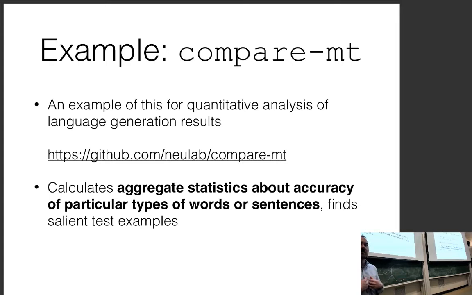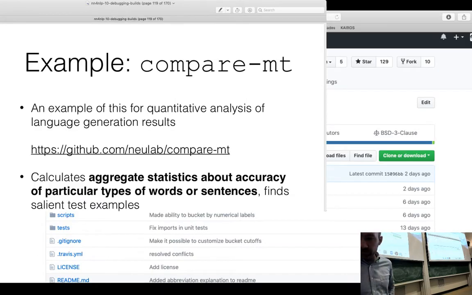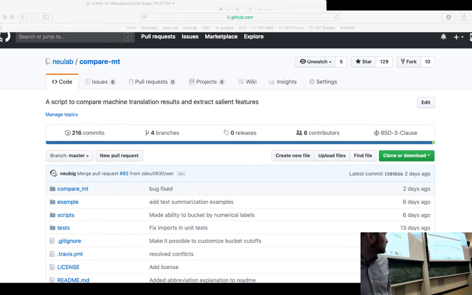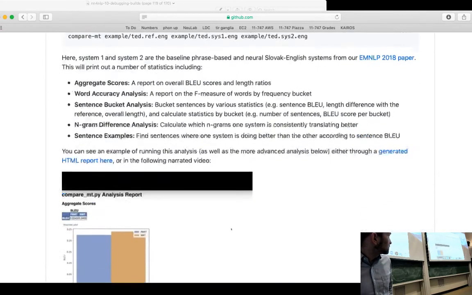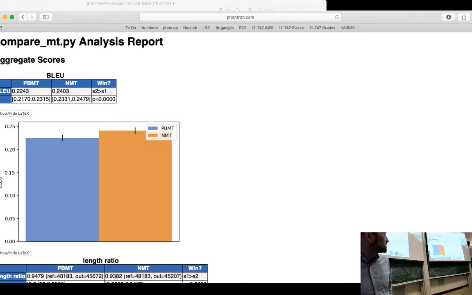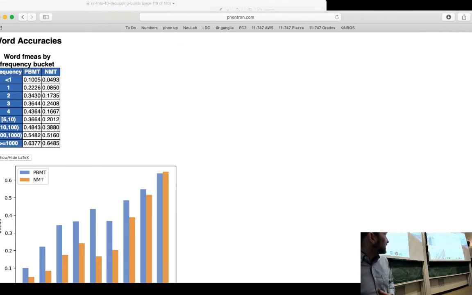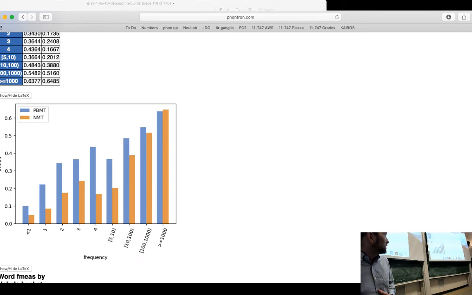So if you think about a task and say, hey, I'm not interested in language generation, you can think about what kind of parallel examples you could come up with. So I have an example of this here. And this is a toolkit called CompareMT that you can download if you're interested. But what I want to show is what kind of output it generates. The way we generate this is we had a phrase-based machine translation and a neural machine translation system. We calculate the BLEU score for both of them, which is the overall metric that we're interested in. But in addition to this, it calculates the accuracy of generation of words by their frequency. And you can see that the phrase-based machine translation system is better for low frequency words, whereas the neural MT system is better for high frequency words.